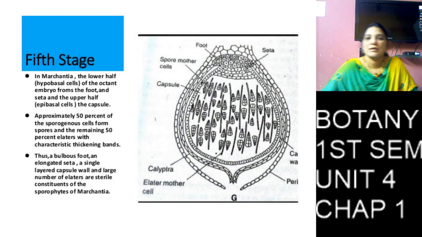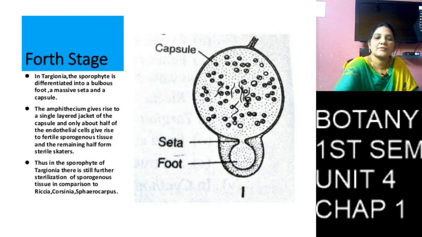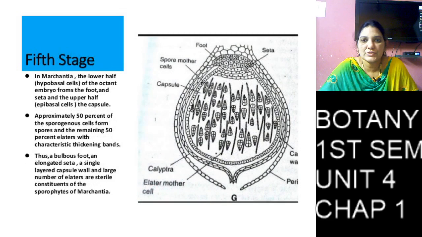Next, one jacket layer is present on the outer side of the capsule. Then the fifth stage, coming to Marchantia.